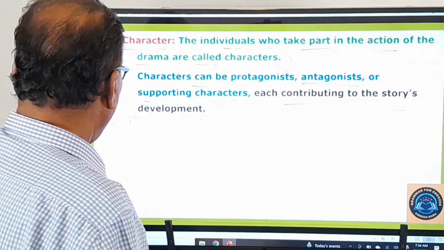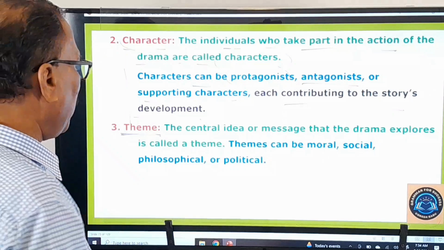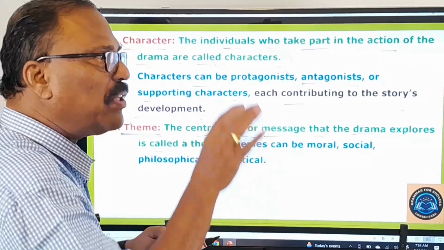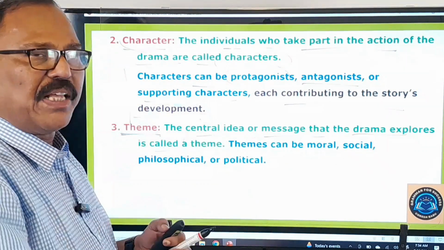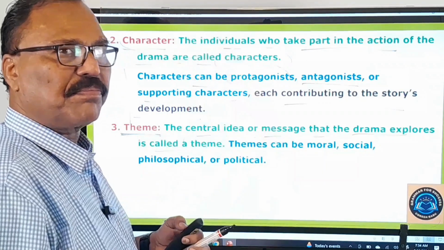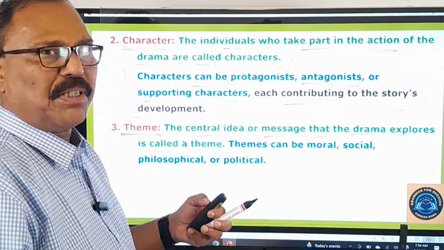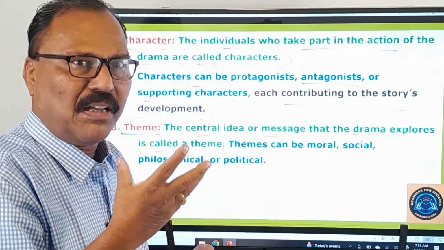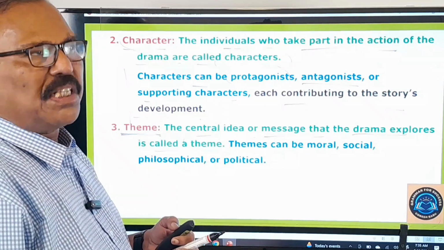Okay, right. And here theme is there. Theme is also very important. It's a key element of drama. What is that? The central idea or message that the drama explores is called the theme. So through that film, what are you going to convey to the people? Some Pushpa movie is there. What is that director going to convey to the people? I didn't find any message in that, except that the activities of the smugglers are glorified. A smuggler is glorified in that. He is praised.